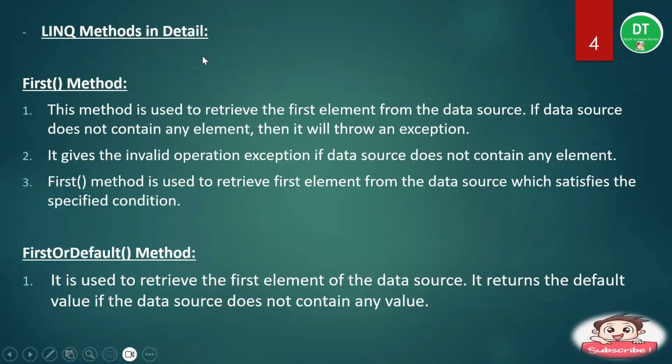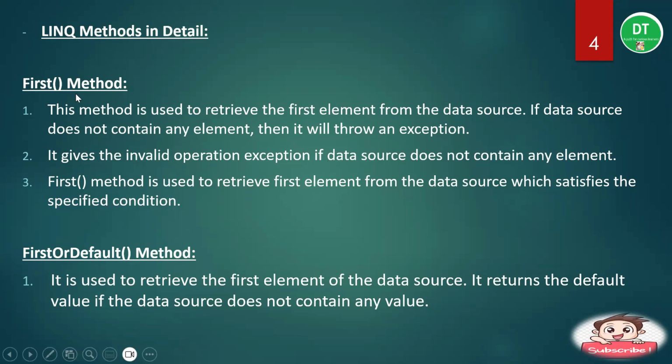LINQ methods in details, and I will discuss the LINQ methods in detail. So LINQ is having First method. This method is used to retrieve the first element from the data source. If data source does not contain any element, then it will throw an exception. Here data source is the list of employees. It is a collection. Data source is a place from where we fetch the data. It gives the invalid operation exception if data source does not contain any element.